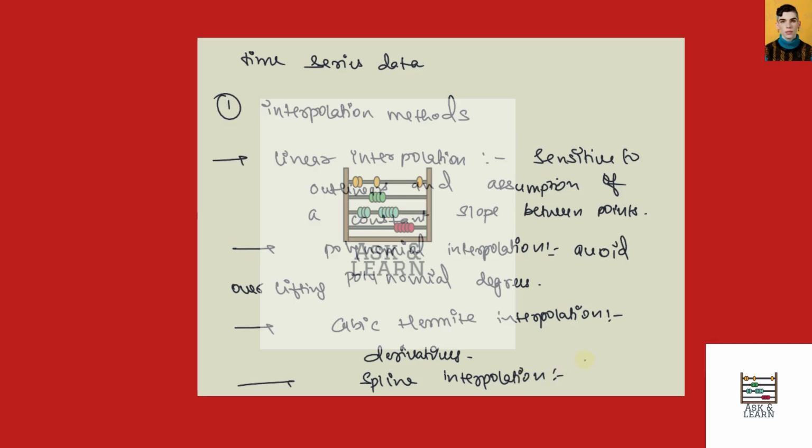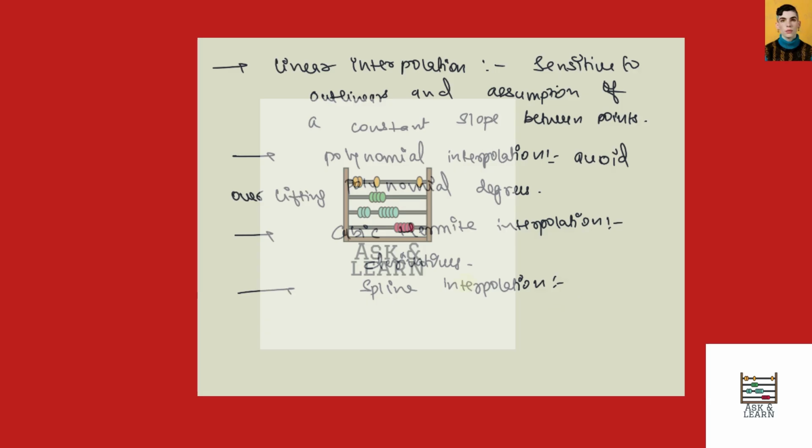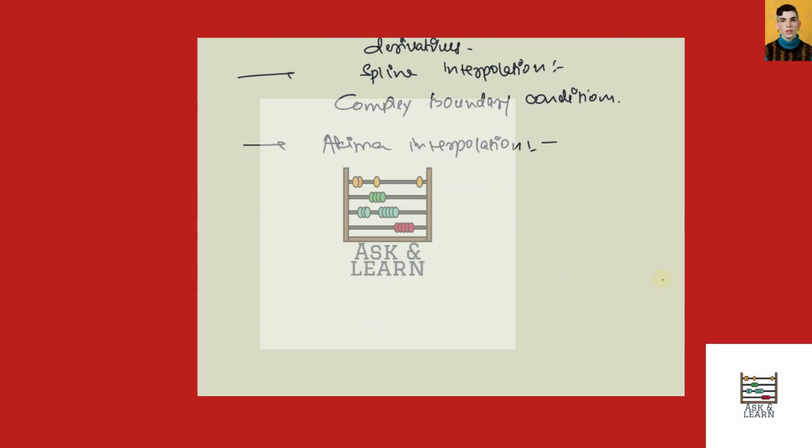For this, we know that it is very complex while choosing the boundary points. So, complex boundary conditions. And the last one is Akima interpolation. For the given interpolation method, the limitation lies in its sensitivity, which is very low compared to the others.